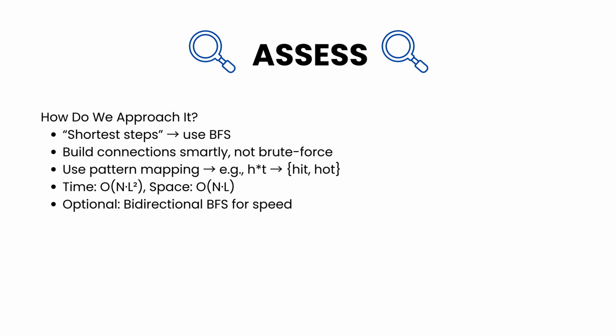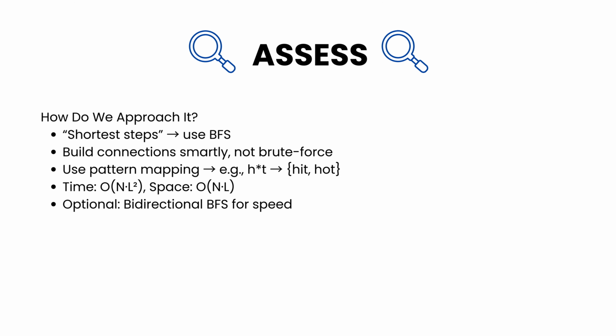Instead, pre-process using generic patterns. For each word, replace each position with a star to form keys like *IT or H*T. Words sharing a key are one edit apart. Then BFS from begin word using this pattern map. Complexity: build the map in O(N·L) keys and traverse neighbors in O(N·L²) worst case. For extra speed, we can run bidirectional BFS from both ends.